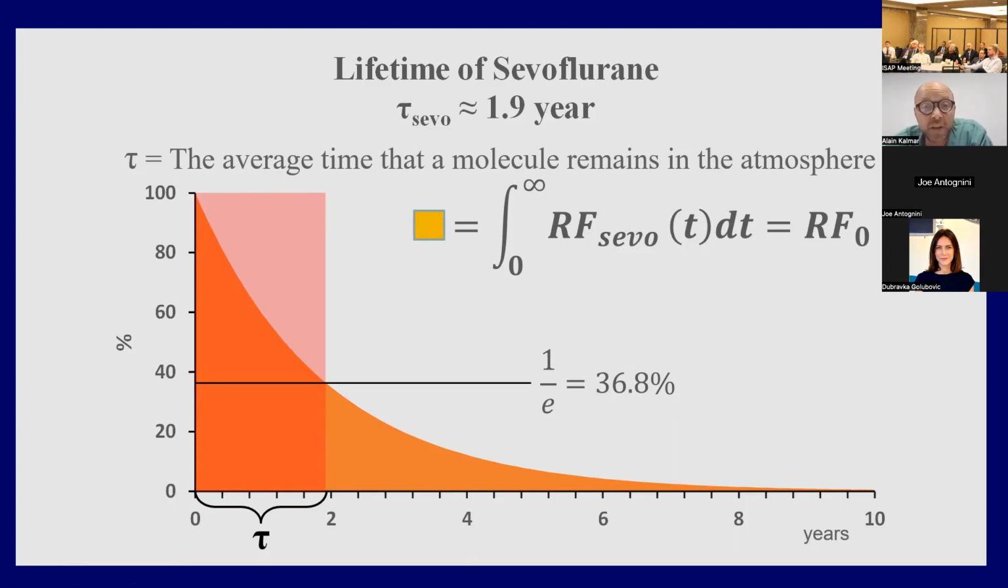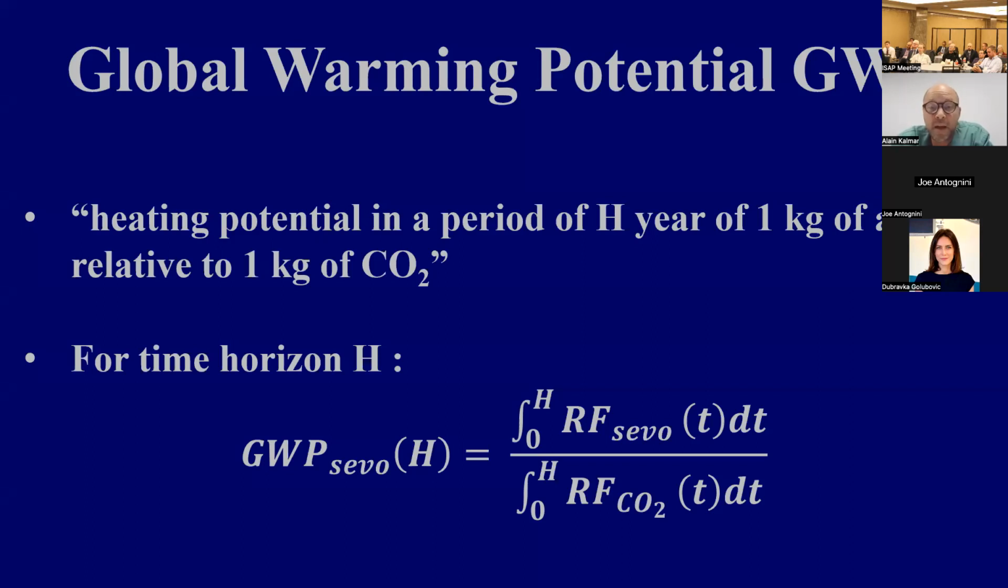If we want to calculate the total amount of energy captured, then we simply take the amount at the moment when we start, and we multiply it by the tau, the lifetime, and this is exactly the same amount of energy as if we would add up everything with this much more difficult formula. So this is why the atmospheric lifetime is more used in climate science.